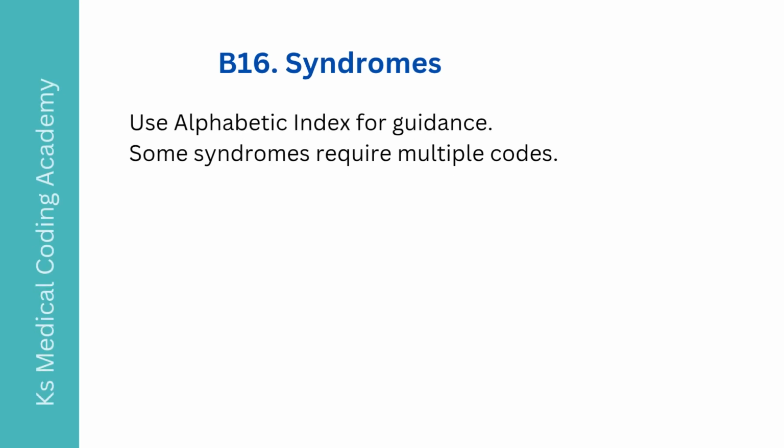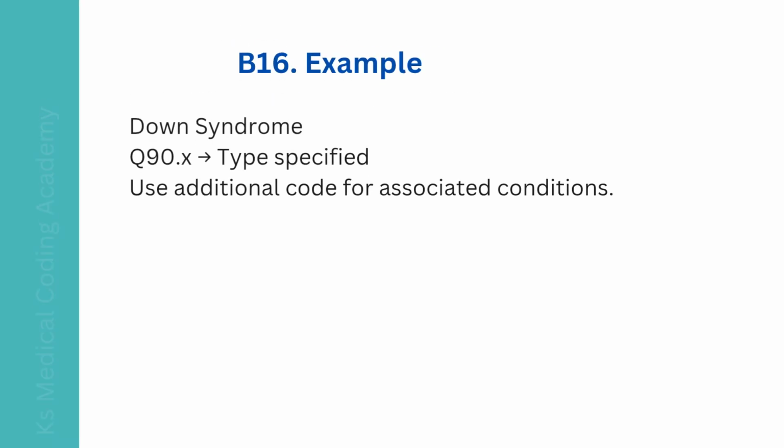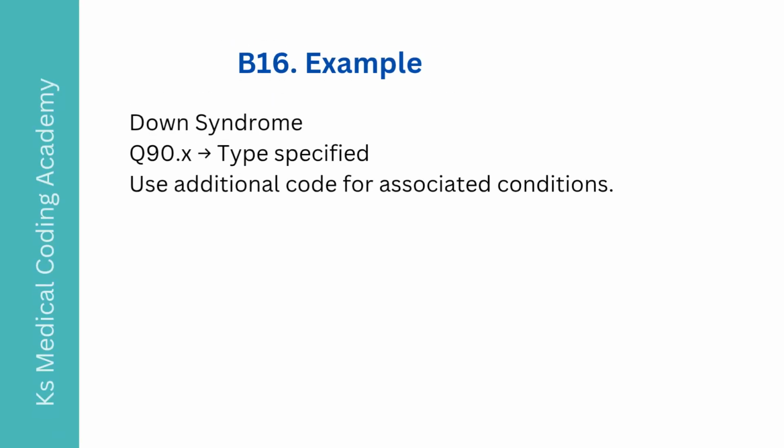Syndromes. For syndromes, ICD-10-CM instructs coders to follow the alphabetic index. Many syndromes require multiple codes to report all manifestations. Example. For example, Down syndrome is coded from category Q90, but additional codes may be required to identify associated conditions or complications.